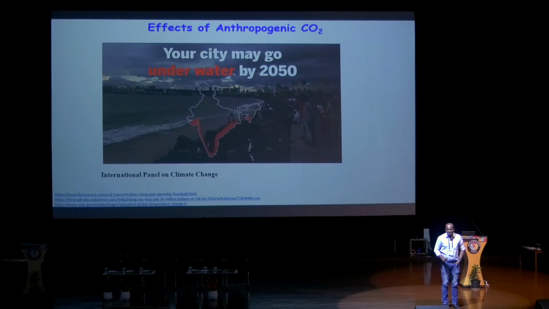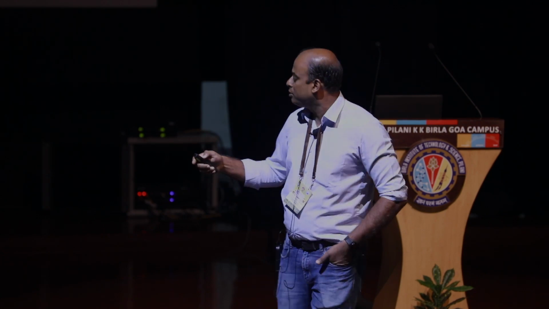It's a serious matter, and we have to either stabilize the graph or bring it down to save our sustainable life. Imagine a lot of people living on the seashore, like in a city such as Mumbai or Kolkata or Chennai. It would be a massive problem.